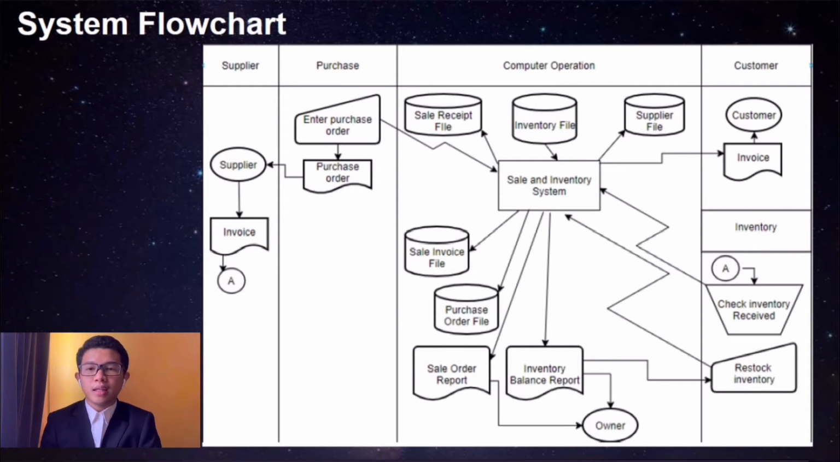This will be presented in the sale order report and the inventory balance. The two reports can be reviewed by the customer and by the owner. If the customer makes payment to the owner, each detail of the sale receipt will be saved in the sale receipt file. This file contains information such as receipt ID, receipt date, and receipt amount.